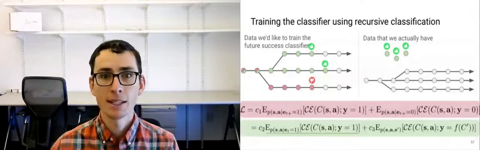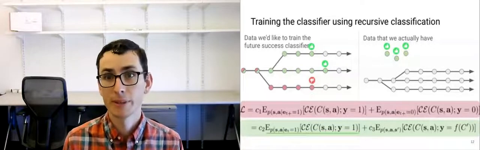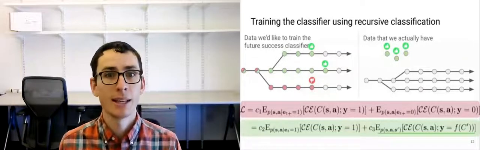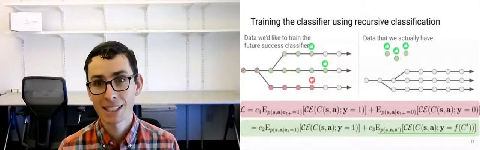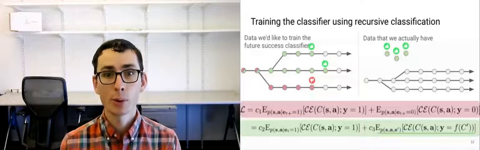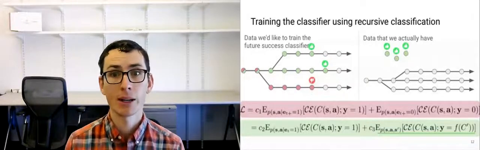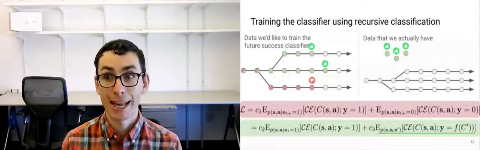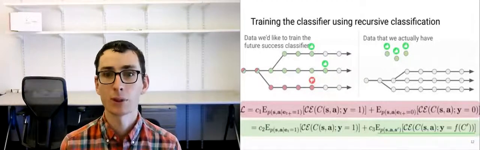The first term says that if the current state is a success example, the classifier should predict 1. The second term says that for all the unlabeled experience, the agent's prediction should depend on some function of the classifier's prediction at the next time step. Because the classifier is trained using its own predictions, we refer to this idea as recursive classification. And one very important point about this new objective is that we can compute it using the data that we actually have.